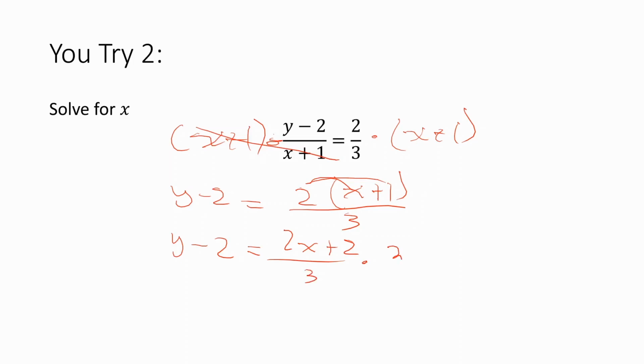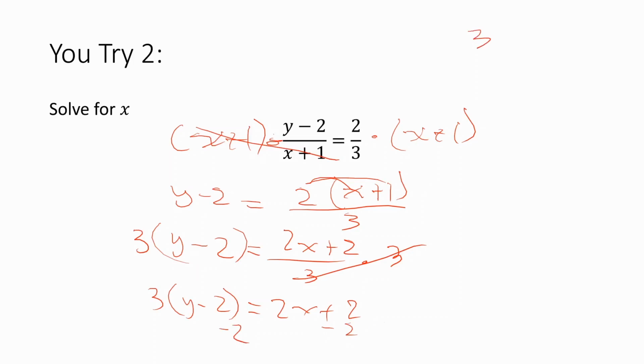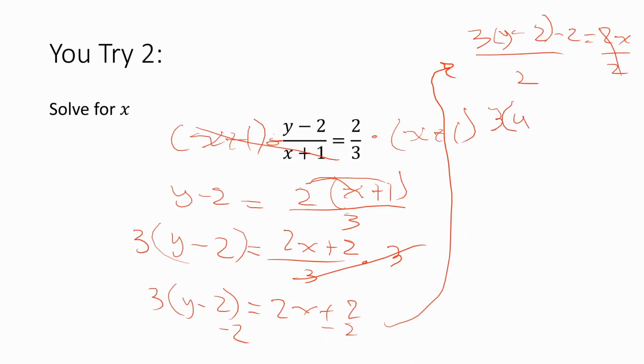I'm going to multiply by 3 to both sides. And that'll give me 3 times y minus 2 is equal to 2x plus 2. Then I can subtract 2 from both sides. That'll give me 3 times y minus 2 minus 2 is equal to 2x. Then I'll just divide both sides by 2, and I'm done. That'll give me 3 times y minus 2 minus 2 divided by 2 is equal to x. We have x by itself, so we're done.